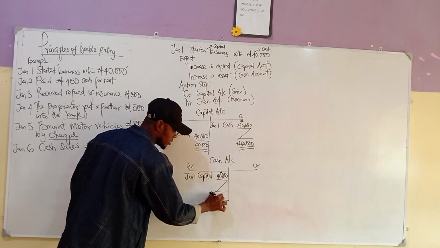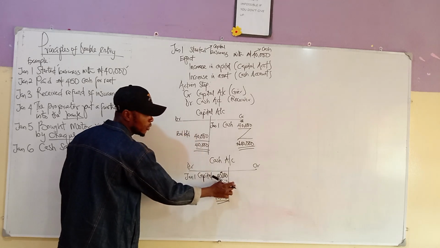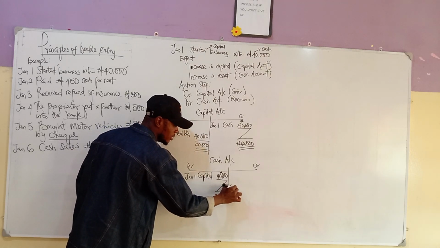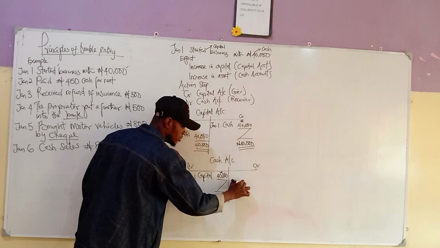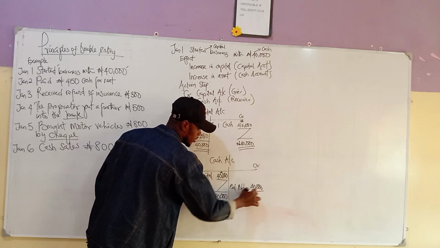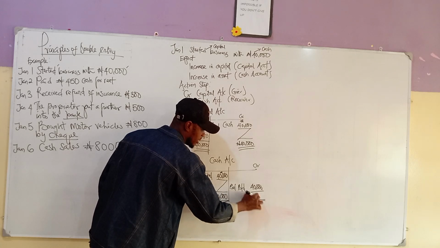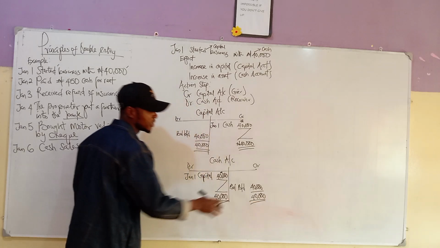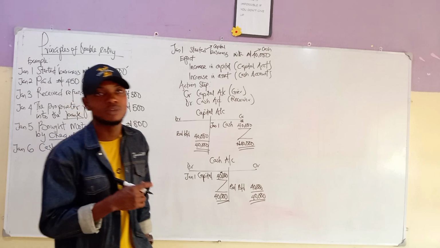Now, when you close it, you have 40,000. And here you have your balance brought down. Your balance brought down is what? 40,000. And we close 40,000. Do we understand this concept? That is just that for that.